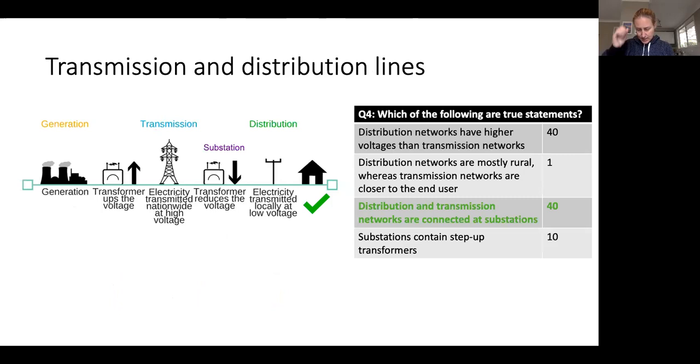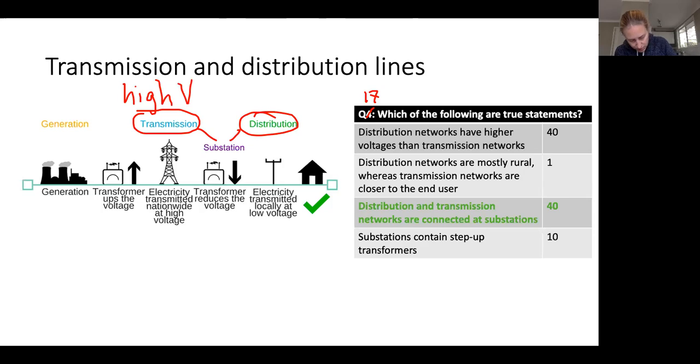Now, the question about that in the pre-work, oh, sorry, this is not question 4. I think this was question 17. The correct answer here is that distribution and transmission networks are connected at substations. So we see here, transmission and distribution networks are connected at the substation. Why are the other ones wrong? Well, for the first one, distribution networks have higher voltages than transmission networks. No, it's the other way around. Transmission networks have high voltage, distribution have relatively low voltage, at least lower than the transmission grids.